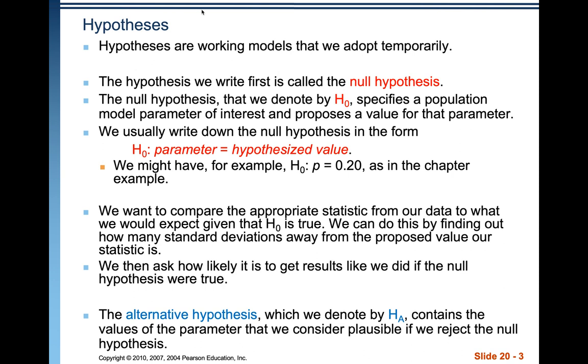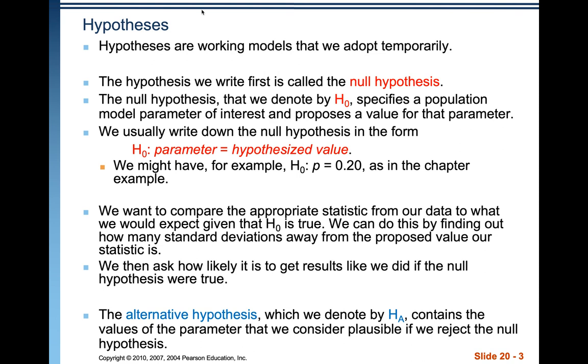Hypotheses are working models that we adopt temporarily. When we are conducting a hypothesis test, the first hypothesis we write is called the null hypothesis. It's denoted by H with a little subscript 0 and is referred to as H naught, or the null hypothesis. It specifies a population parameter of interest and proposes a value for that parameter. We usually write down the null hypothesis in this form: H naught, parameter equals hypothesized value. So, for instance, we might have H naught: p equals 0.20.